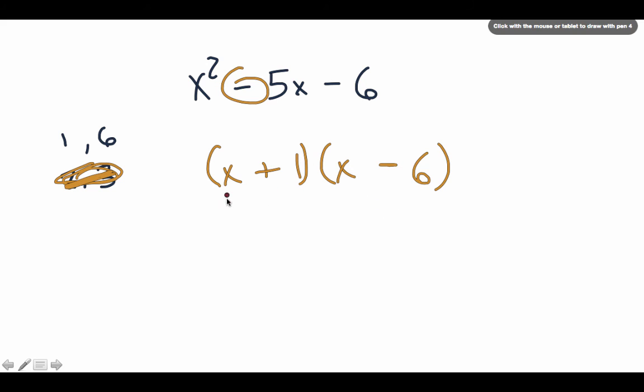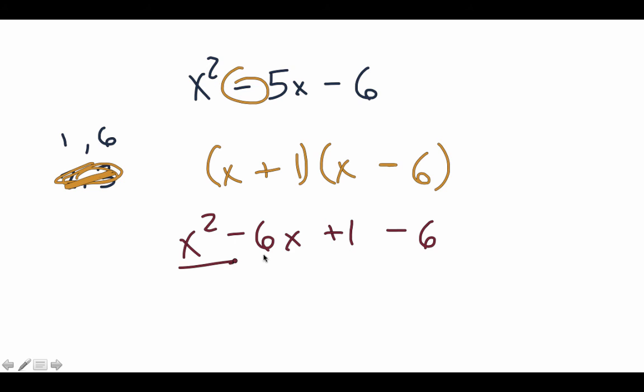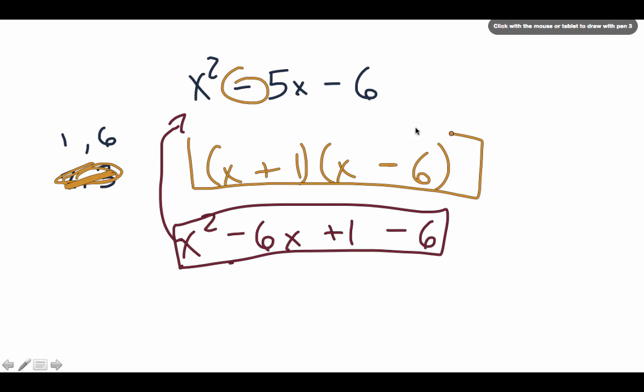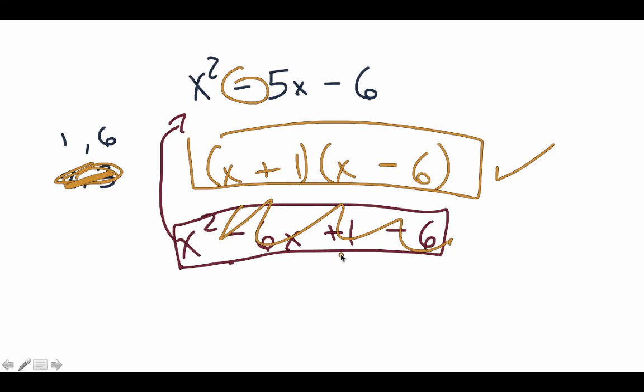If you multiply this out, you would get x squared minus 6x plus 1 minus 6. Do you see how that would simplify to the same thing up here? Remember, our final answer is the factored form. This is our answer, not this. This is just a check. Let's try another one.